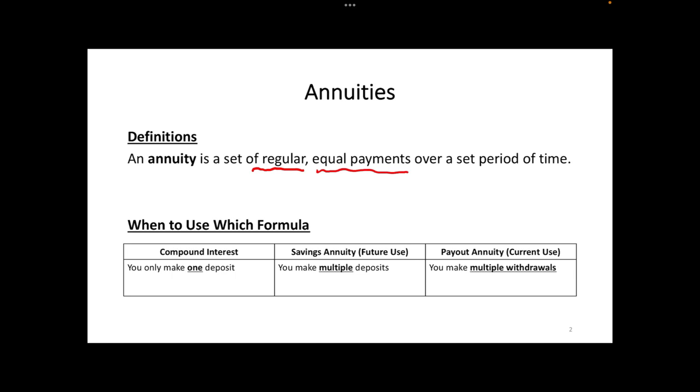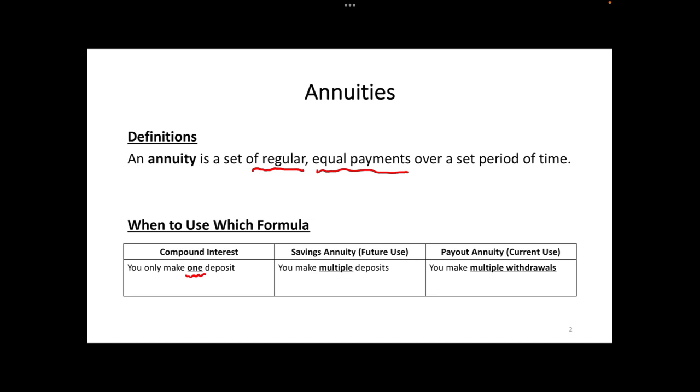So when to use what formula? Okay, we learned compound interest in the previous section. Compound interest only makes a one-time deposit. However, annuity has regular equal payments, so that's not just a one-time deposit. It's multiple deposits or withdrawals. Based on whether it's equal multiple deposits or equal multiple withdrawals, we have two different types of annuity. One is called a saving annuity, one is called a payout annuity.